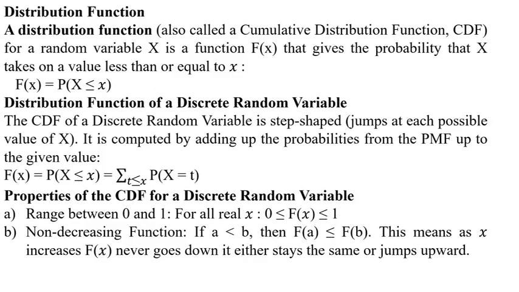What are the properties of the cumulative distribution function for a discrete random variable? 1. Range between 0 and 1.